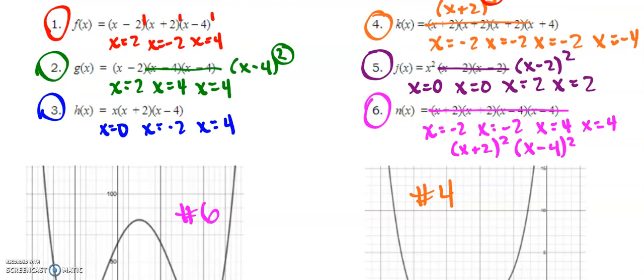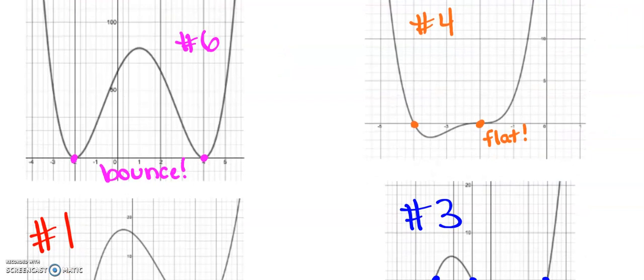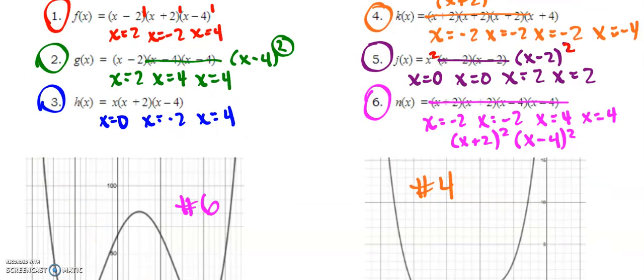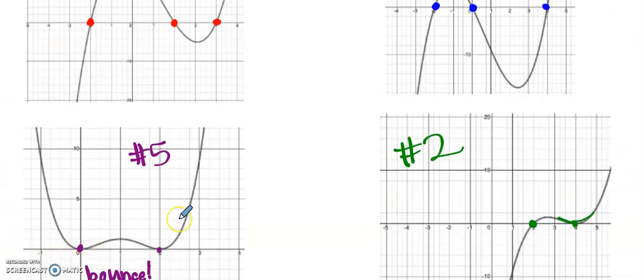5 and 6 were pretty similar. We have a double root at 0, because it's twice. That's what the square is. And we have a double root at 2, because I could have written this as x minus 2 to the second. So I'm going to touch and bounce at 0 and 2. Number 6, I'm going to touch and bounce at negative 2 and 4. So number 6 is this guy, and number 5 was this guy down here, because 0 and 2.